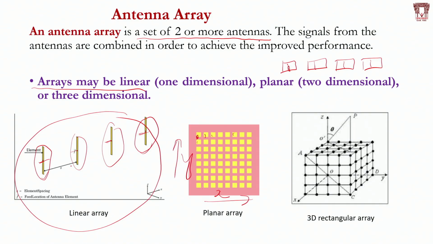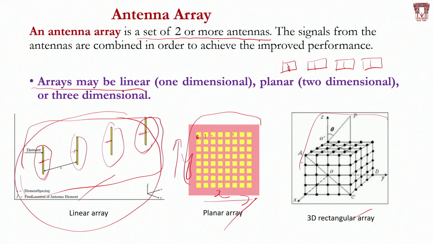Depending on the type of array, whether we use a linear array, a planar array, or a three-dimensional array, we will get different performance. Depending on the application, we have to see whether we can use this one, this one, or this one. So this is the basic introduction about an antenna array: that it is a set of two or more antennas, and the signals from the antennas are combined in order to achieve improved performance.